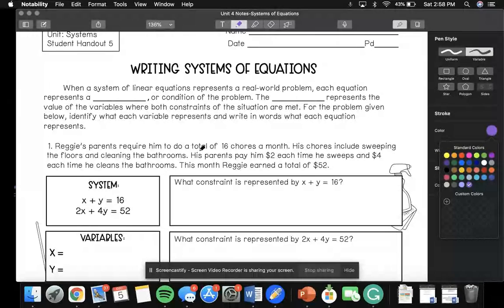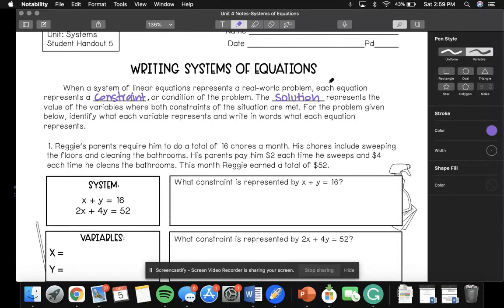So when a system of linear equations represents a real world context, each equation represents a constraint or a situation or a condition. The solution represents the value of the variable where both constraints of the situation are met, or when they are true. For the problems given below, identify what each variable represents and write in words what each equation represents.